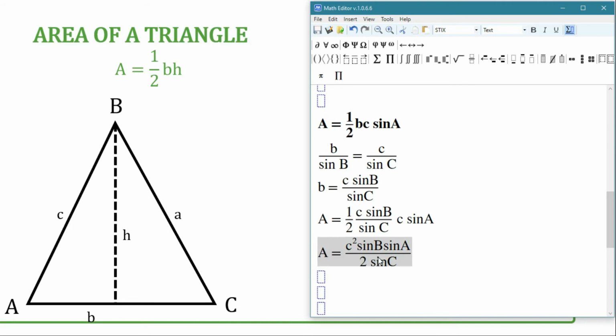given two angles and a side. Okay? So, paano po nangyari yon? Ito po yung two angles na given natin. So, paano po natin makukuha yung third angle?